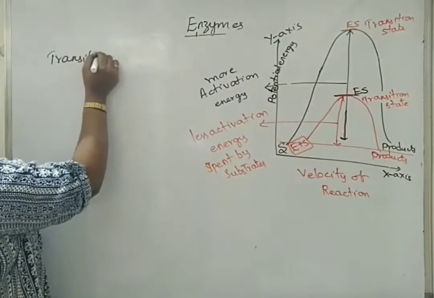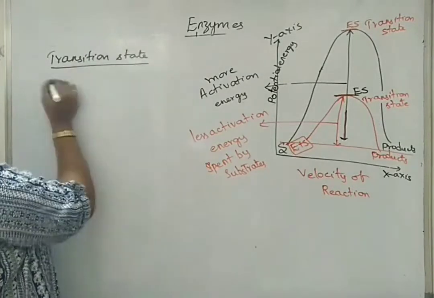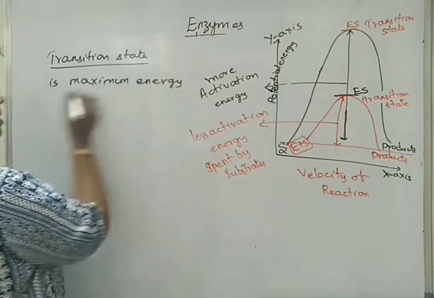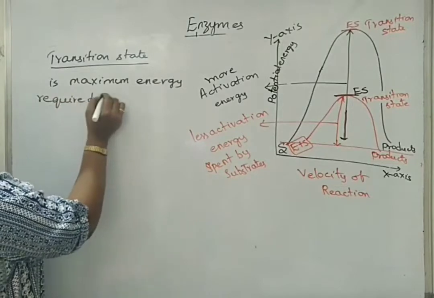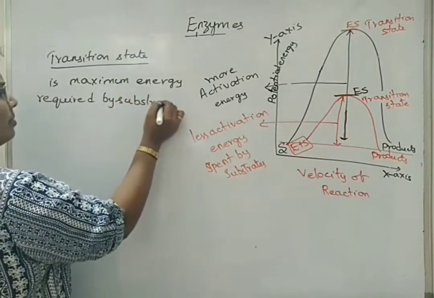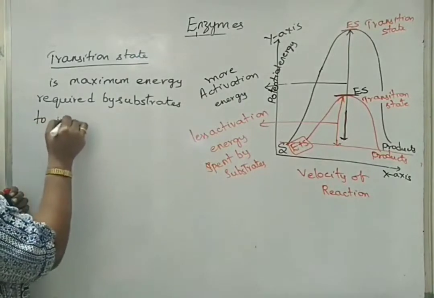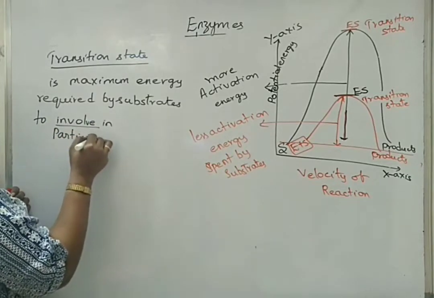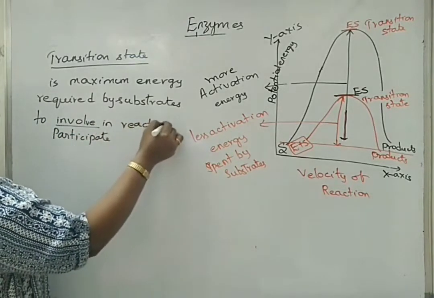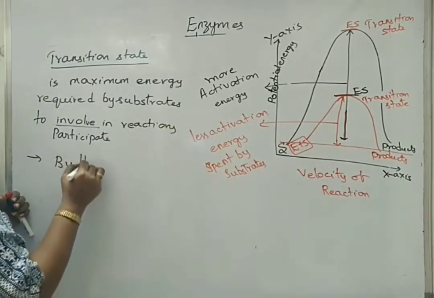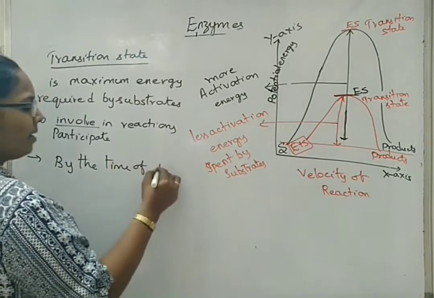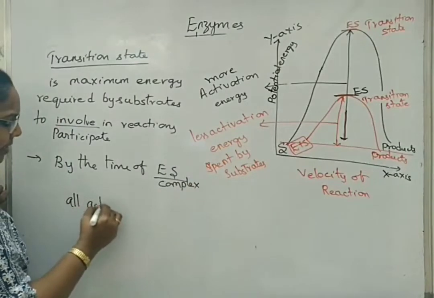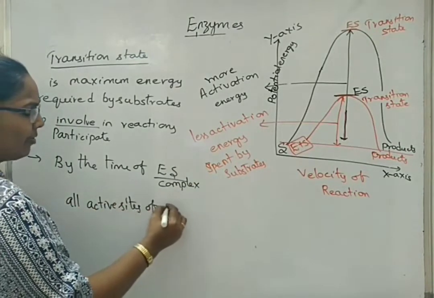Transition state is the maximum energy required by the substrates to involve or participate in reactions, by the time of enzyme substrate complex, when all active sites of enzymes are occupied.